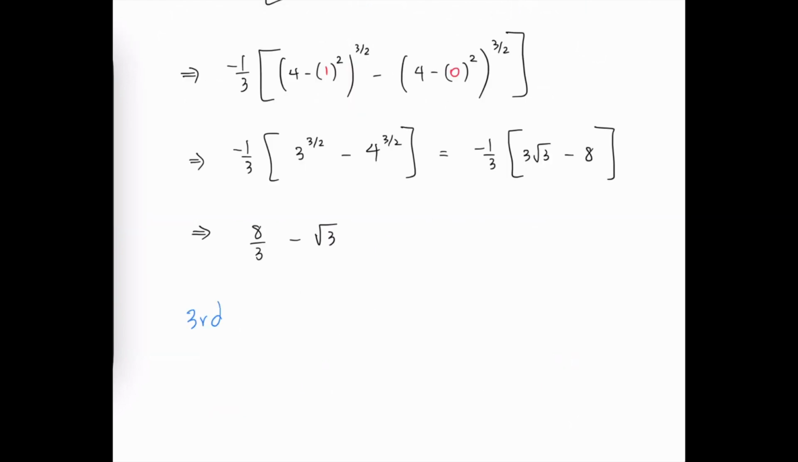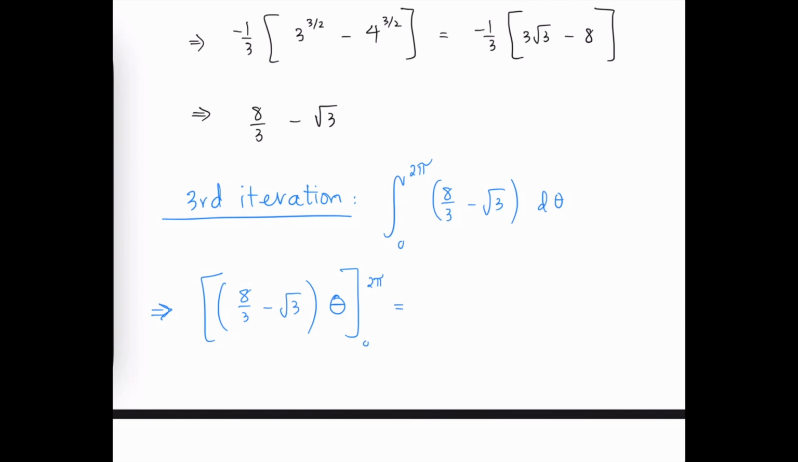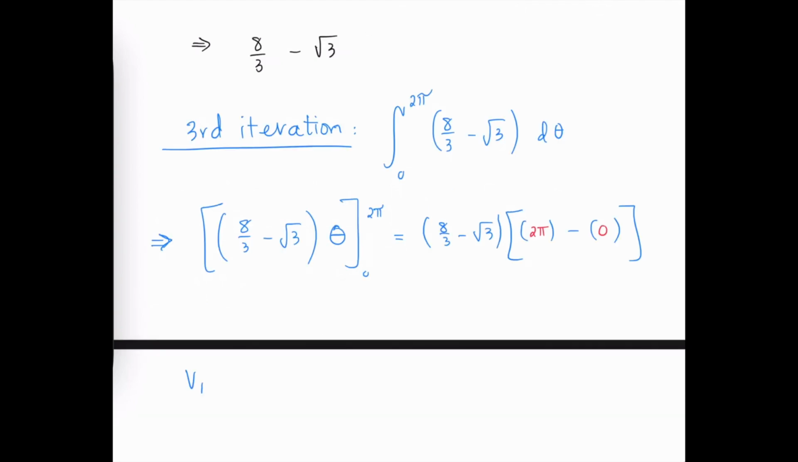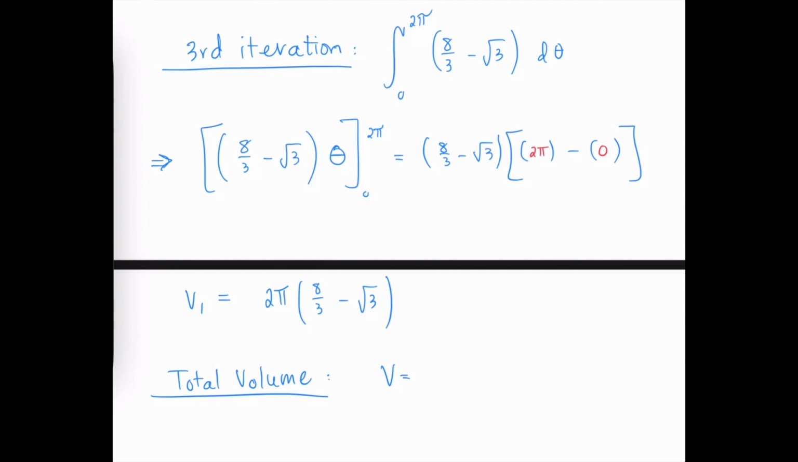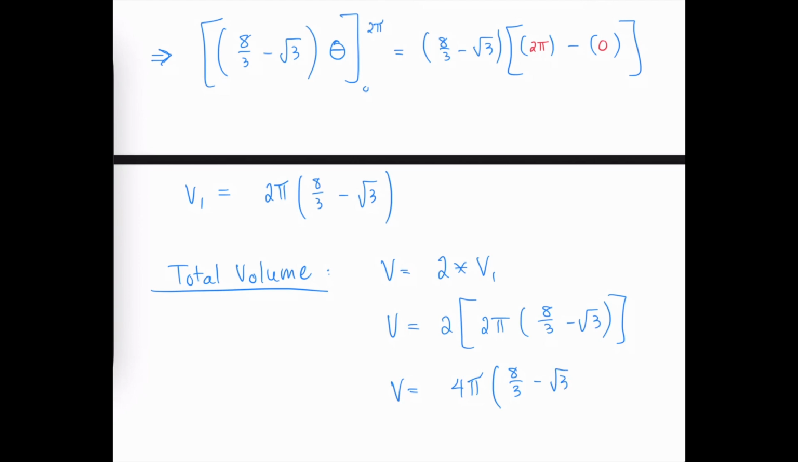And this constant becomes the integrand for our third iteration, which is the integral from 0 to 2 pi. And the antiderivative is just that constant times theta. Now remember, all of this was to determine the volume V1. And now the total volume is going to be 2 times the volume of that upper half. And so the final answer is now 4 pi times 8/3 minus the square root of 3.